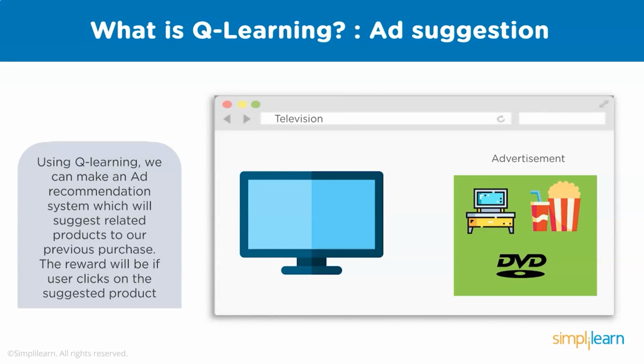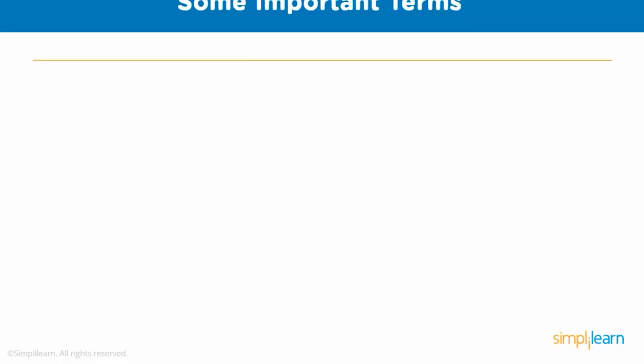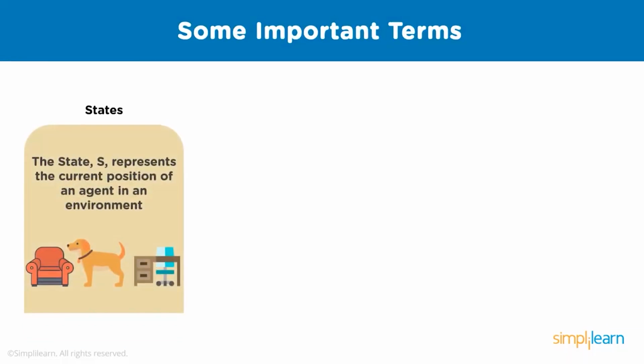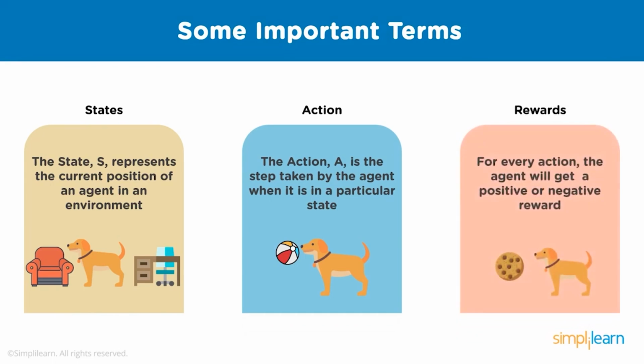If you have 100 people clicking on ads and you click on one of the ads, it might say, okay, this person clicked on this ad. What is the best set of ads based on clicking on this ad or these two ads afterwards based on where they are browsing? So let's take a look at some important terms when we talk about Q-learning. We have states. The state S represents the current position of an agent in an environment. The action A is the step taken by the agent when it is in a particular state. Rewards. For every action, the agent will get a positive or negative reward.